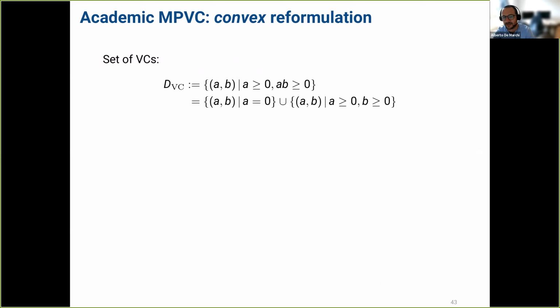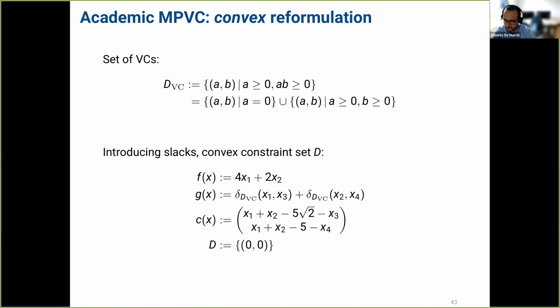So we define this set for the vanishing constraints, which is really a non-convex set. It is the union of this line and the positive orthant. And with this, we can formulate the problem in this form. So we introduce two slack variables, 3 and 4, and we enforce the vanishing constraints using function g. And with the constraint c, we just enforce that the slack variables are equal to the constraints we had, say x1 plus x2 minus 5, say, and then this just must be equal 0 to have the equality.